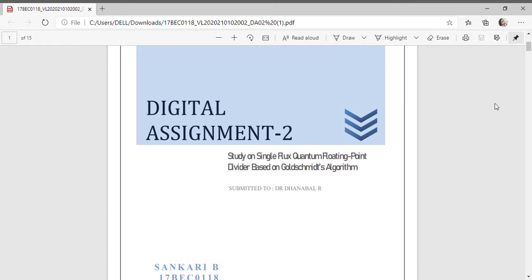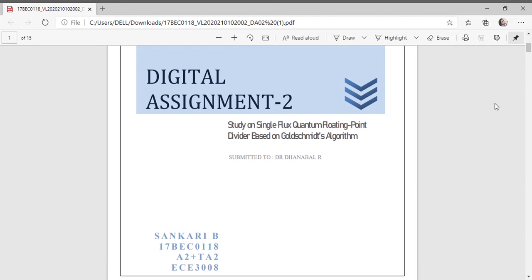I am B. Sankari. My registration number is 17BEC0118. My class roll number is 04 and I belong to the slot A2 plus DA2. This is my digital assignment 2 presentation and my work is on the paper Study on Single Flux Quantum Floating Point Divider based on Goldschmidt's algorithm.